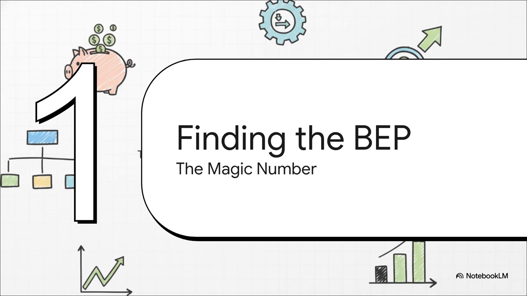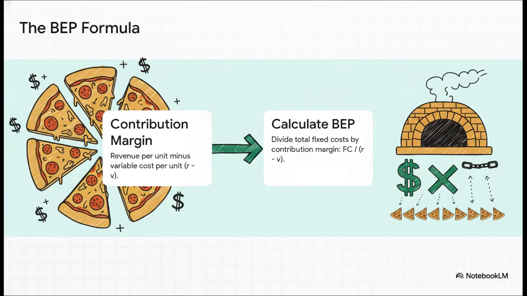Okay, so we've got our two key ingredients, fixed costs and variable costs. Now for the fun part. Let's find that magic number for Anna. And the formula? Way simpler than you'd think. First, we find something called the contribution margin. Sounds fancy, but it's just the profit on one pizza. So if she sells a pizza for $9 and it costs her $4 to make, that leaves $5. That $5 contributes to paying off her big monthly equipment bill.